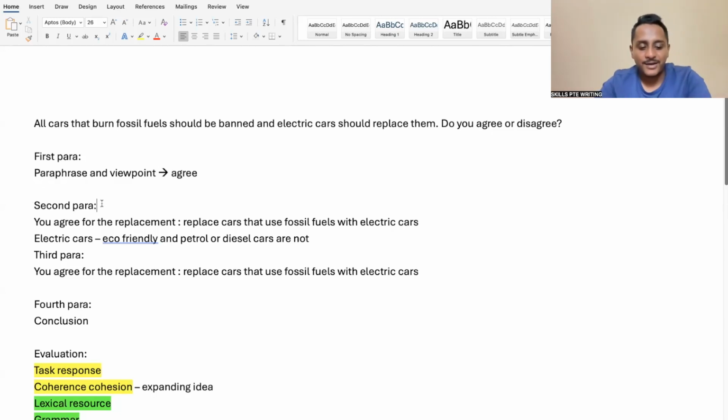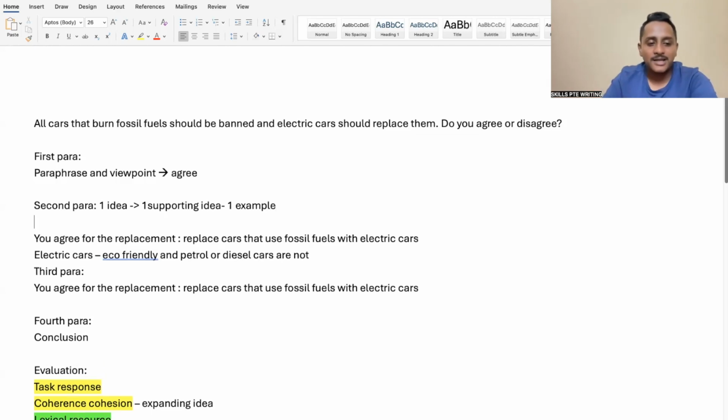Second paragraph, we write one idea. For this one idea, we write a supporting idea and one example. This together should combine into 5 or 6 or 7 sentences. One idea, one sentence. Supporting idea, you can write 1 or 2 sentences. Example, minimum 3 sentences. If you write more, it would look better. The same way here, the second paragraph is done and tested.